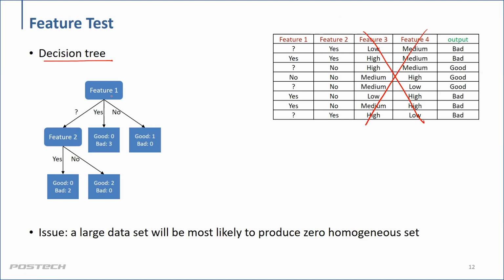And the thing is, let's check feature 1 first. Then we get good and good. And if somehow you don't have any measurement, then for feature 2, yes and no, and we get good. And as you can see, all of them are separated.